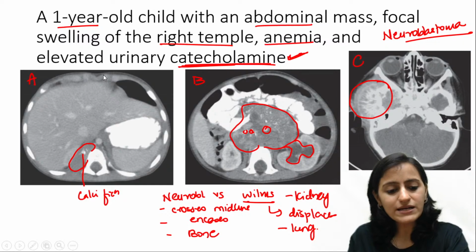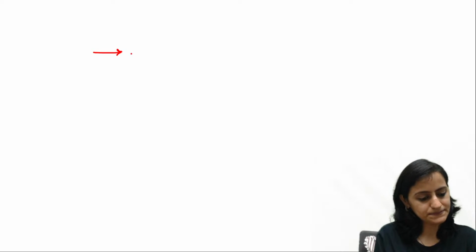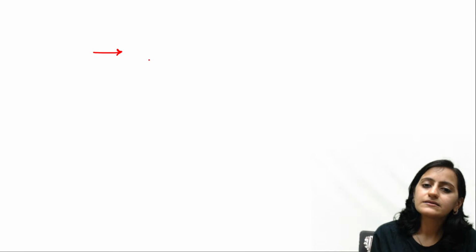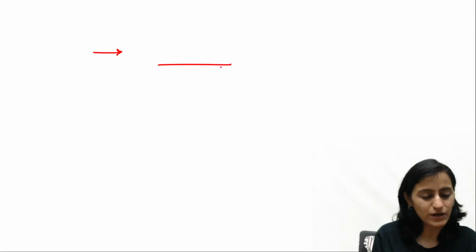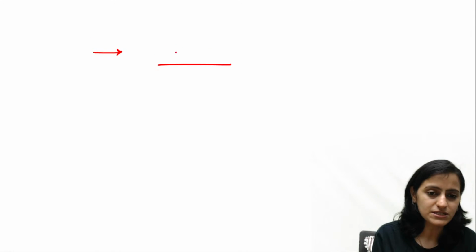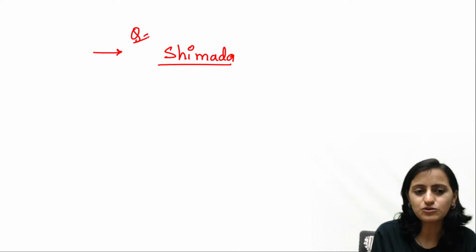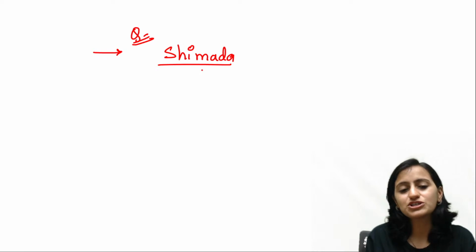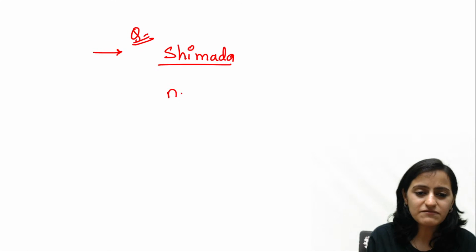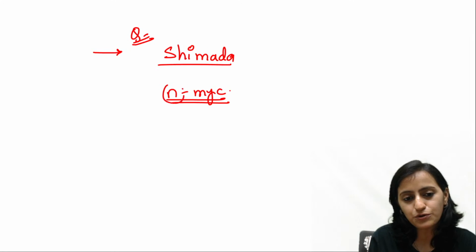Yes. So what staging do we use? Your histopath? Histological staging of neuroblastoma. What is the name of the system that is used? The Shimada system. This is a previously asked question, so you should know this. That is your Shimada system which is used. And the gene which is there is your NMYC gene in your neuroblastoma.